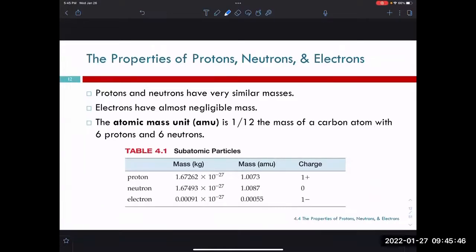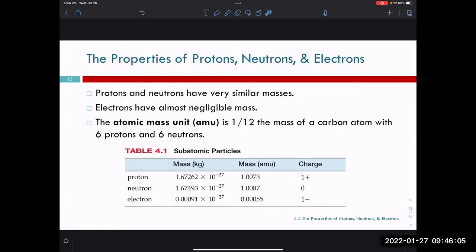Protons and neutrons have similar masses. We have them right here on this table. Their mass in kilograms is 1.6 times 10 to the negative 27. Pretty much the same for both of them. And then an electron has even less mass than that.